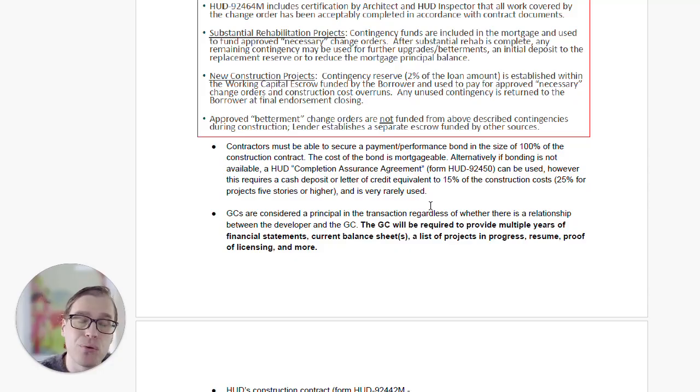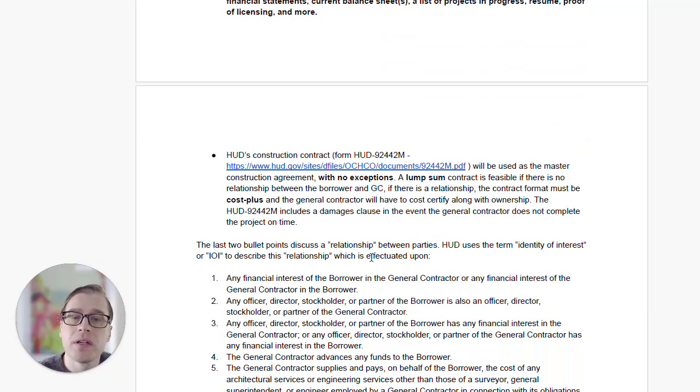But at time of recording, I've been doing this for over 15 years. I've never seen anybody not go with the bonding route because the bond premium is an eligible cost for inclusion in the mortgage. It's just much less of a lift than having to put huge chunks of money aside during the construction period. Similarly, GCs are considered a principal in the transaction, regardless of whether they're going to be an owner or not on paper. By a principal in the transaction, I mean we are going to be reviewing your financial statements, making sure that you are creditworthy. The form of the construction contract is the HUD 92442M.